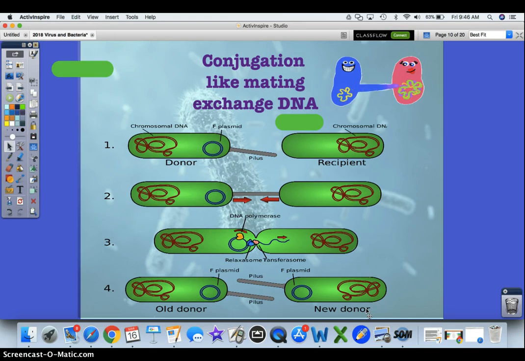This is how you have mutations or evolution or a change in bacteria to be stronger and harder to fight. This type of mating makes that happen. Okay? Sweet.